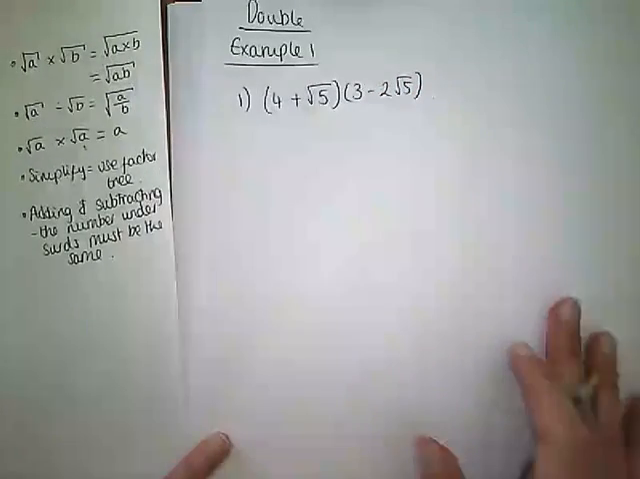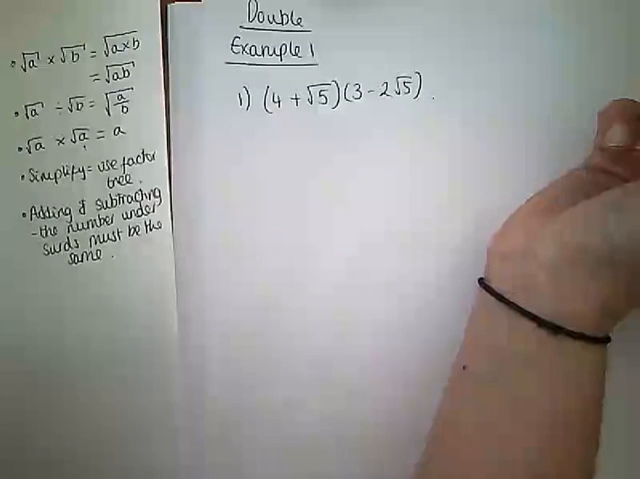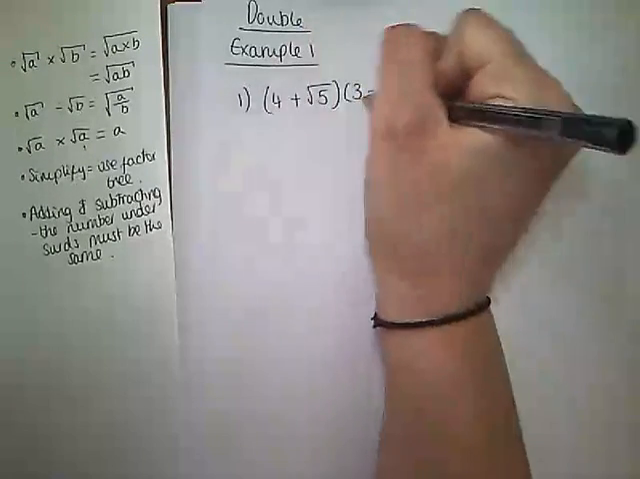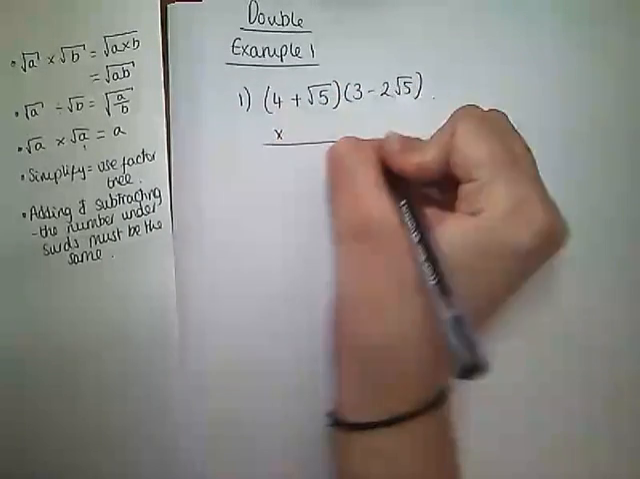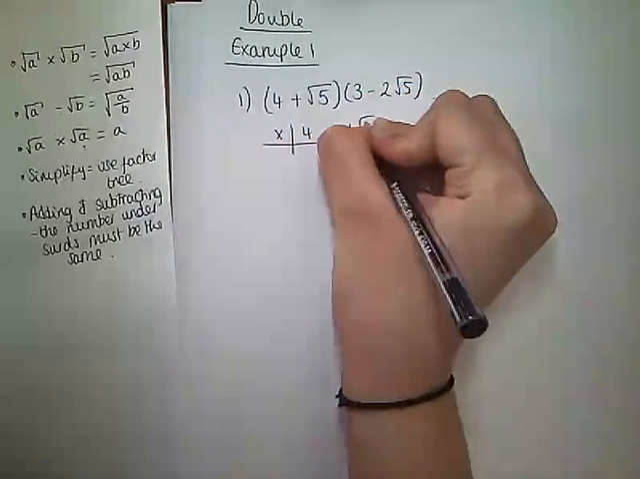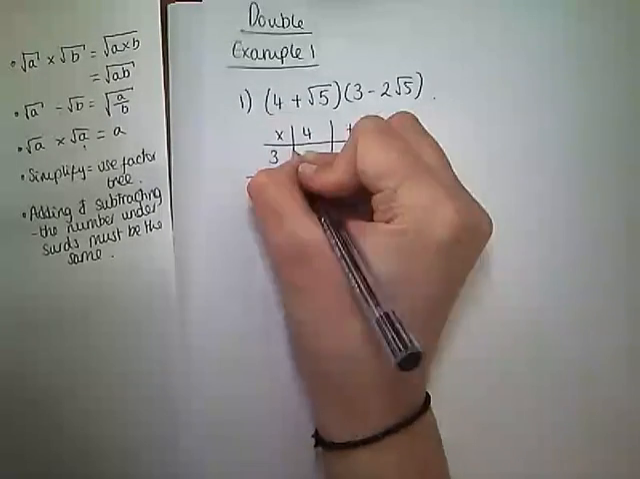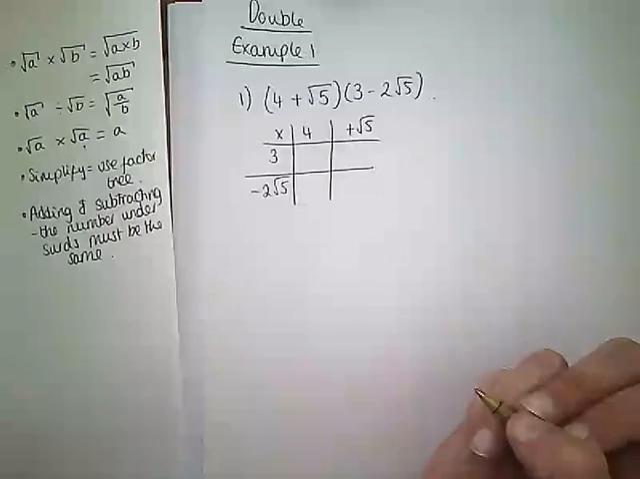Now, I don't mind how you expand these. They are a pair of double brackets, so you might use FOIL, you might use the banana, or you might use a grid. Now, in my opinion, students get on better when they use the grid because then they don't mess it up. But it's up to you. You can do whatever you like. Okay, so I'm going to do this in a grid.